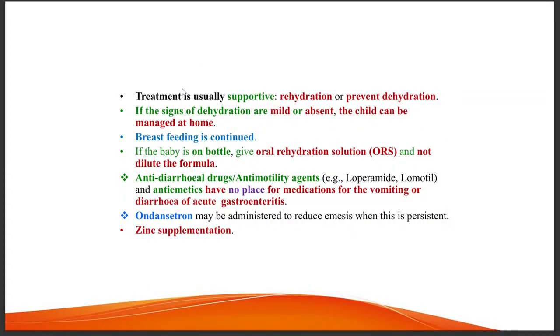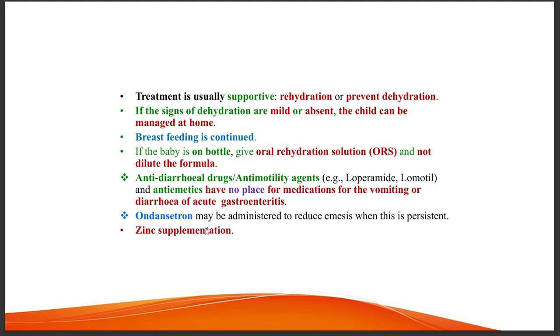Very important. So treatment is actually usually supportive, as we've said: rehydration, preventing dehydration. If signs of dehydration are mild or absent, the child can be managed at home. Breastfeeding should be continued. If the baby is on bottle, give ORS and do not dilute the formula. Make sure you give ORS. ORS is very important in dehydration. For the antidiarrheal drugs or antimotility agents, you can give loperamide, Lomotil, these are antidiarrheals, and also drugs to stop vomiting, antiemetics, though they barely have any role to play here.